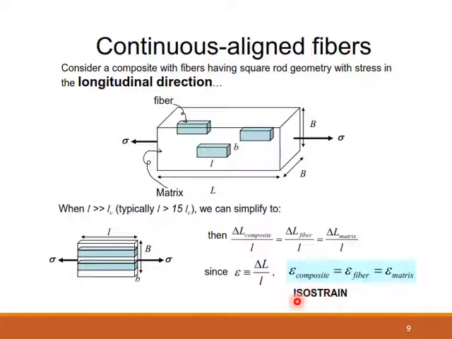What isostrain means is that the strain in the composite is the same as the strain in the fiber, and the same as the strain in the matrix. So you have equal strain in the fiber and the matrix, and that is also the strain in the composite material. That's why you have εC = εF = εM, where ε is the strain. Remember that strain is change in length over original length. So the strain of the composite, which is the change in length of the composite divided by the original length, is equal to the change in length of the fiber divided by the original length, and is equal to the change in length of the matrix over the original length.